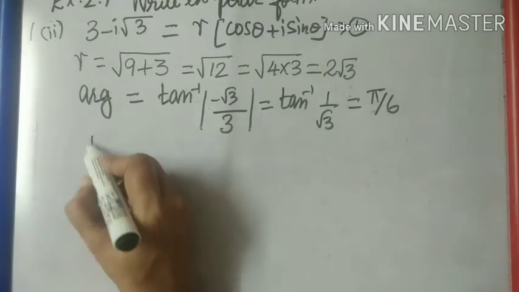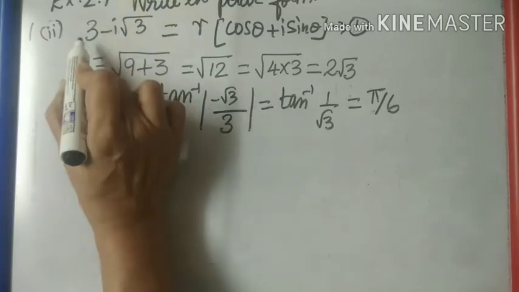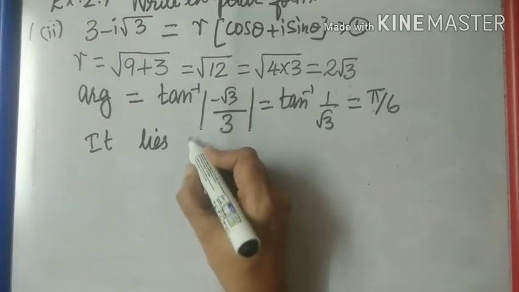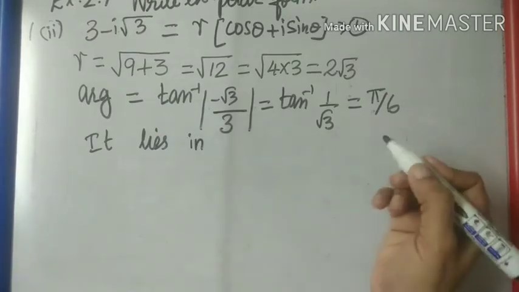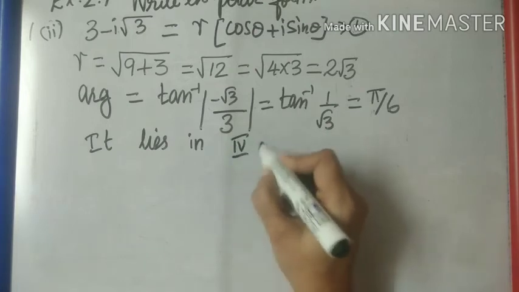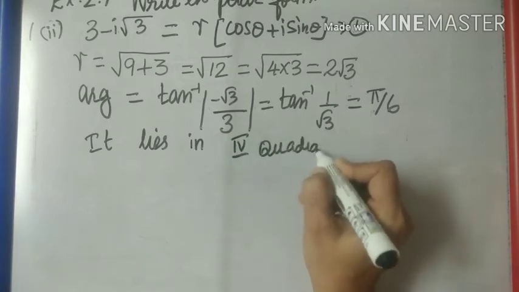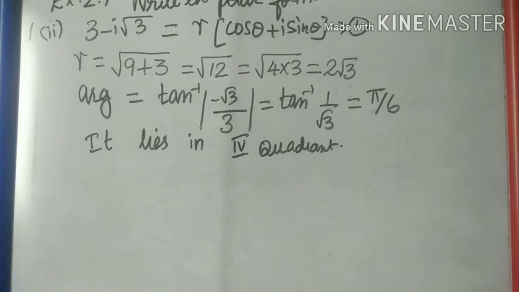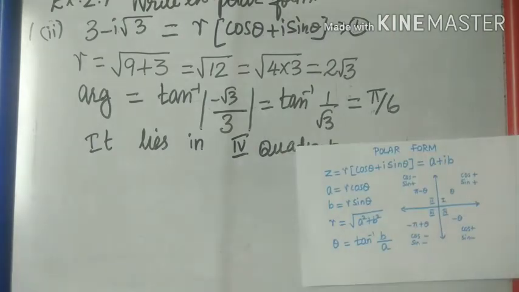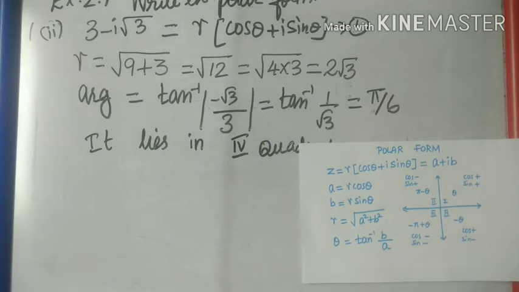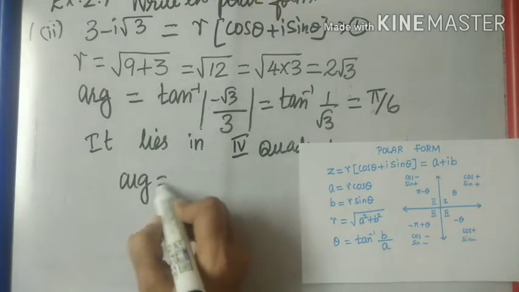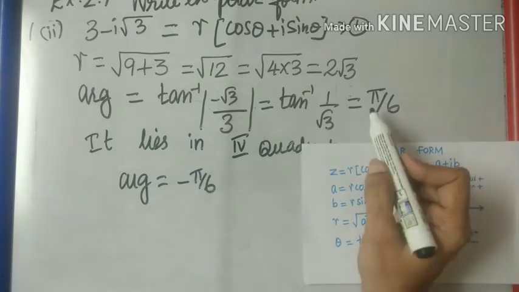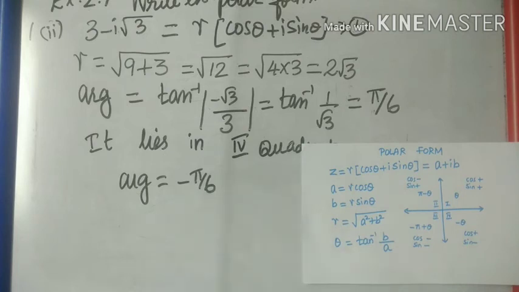Now which quadrant are we in? See, this is positive, this is negative. So x positive, y negative means it lies in the fourth quadrant. Fourth quadrant, how will you take the answer? Remember, in the fourth quadrant we took minus theta. So the argument will be minus pi by 6. When I am in the fourth quadrant, change the sign of theta, minus theta.